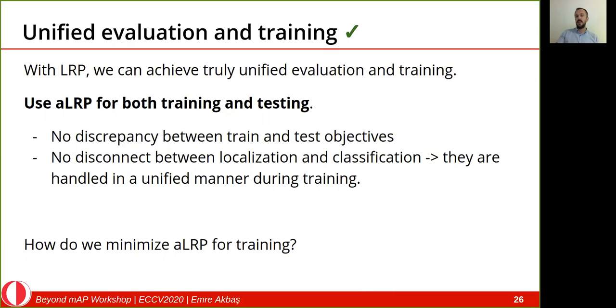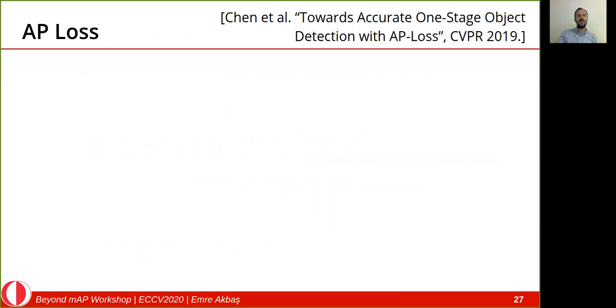But how do we minimize ALRP for training? It's a ranking-based function, and how do you minimize it, right? The answer to that question can be found in the recent AP loss work by Chen and others. In this work, the authors try to minimize AP directly, okay? So they create this AP loss, which is 1 minus average precision at tau 0.5. And now this becomes a loss function, so lower is better.